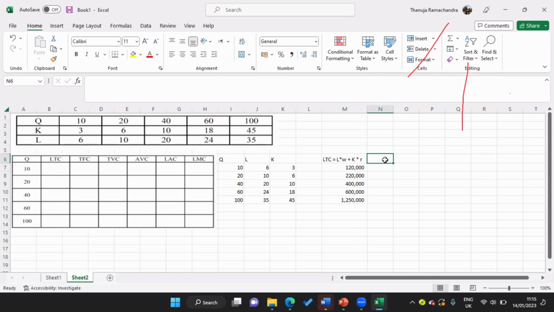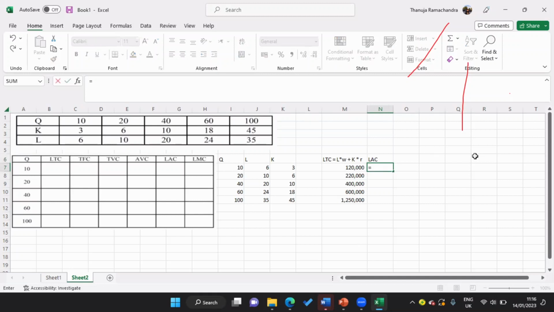So long run, it's not appropriate to say TFC, TVC, because we won't talk about fixed cost, variable cost in the long run, right? This TFC is actually for the short run. TVC is variable cost, short run, okay? And AVC is average variable cost. LAC, yes, we can do LAC, that's for the long run.